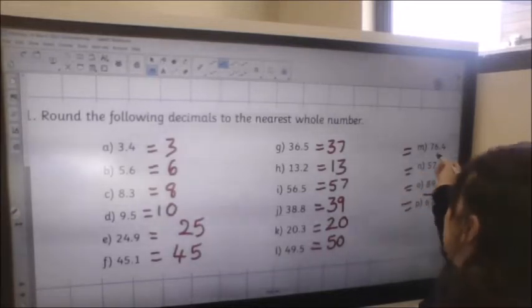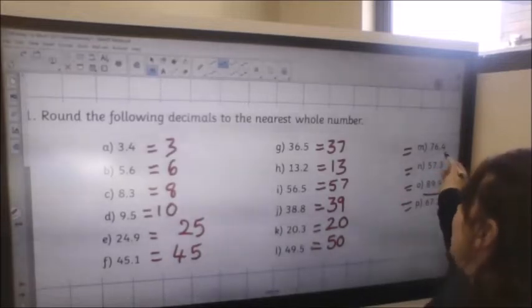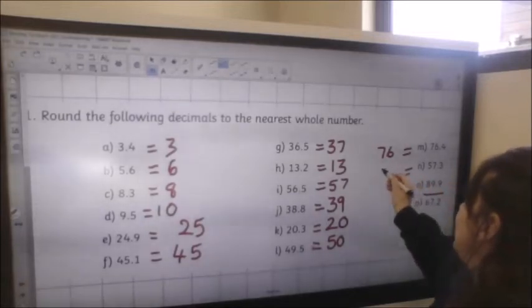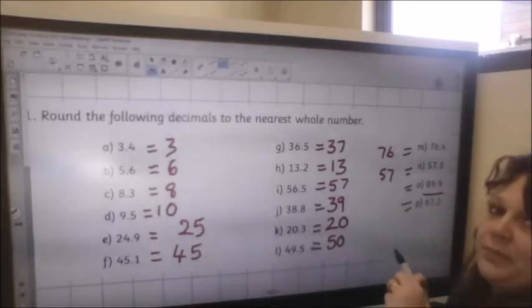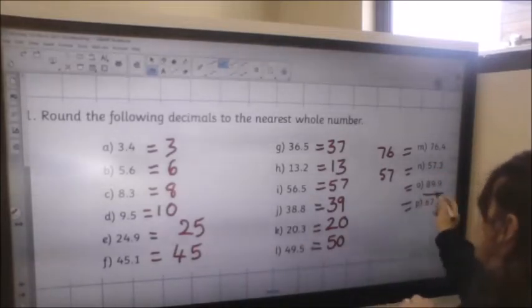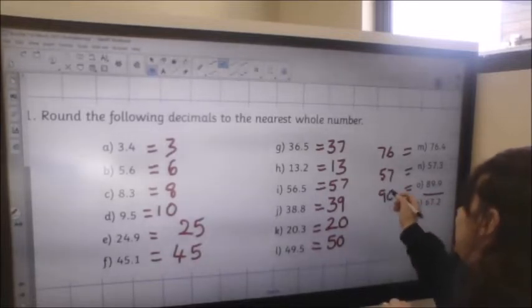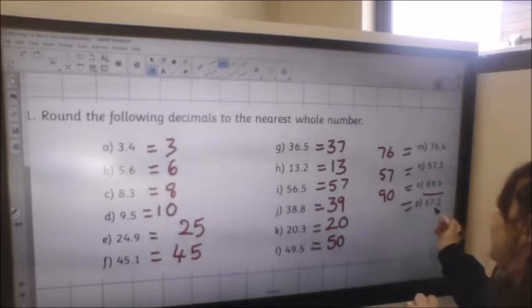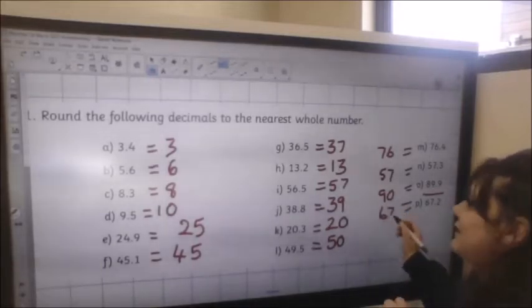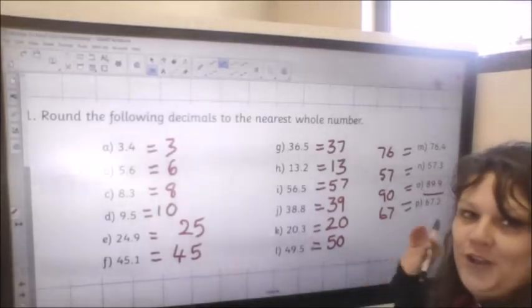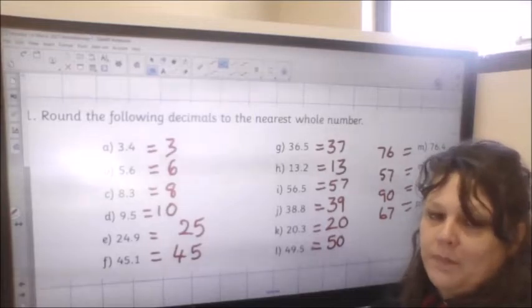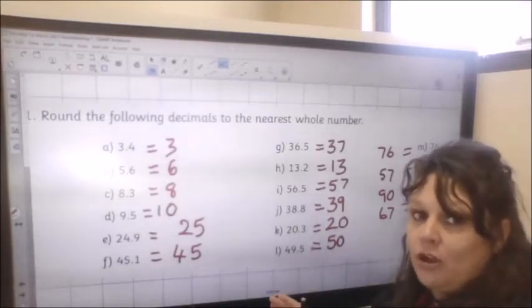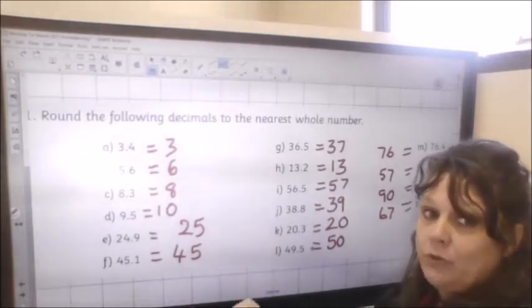Then here, I've got more room this side, so I'm going to just write them here, if that's okay, guys. So 76.4 stays as 76. 57.3 stays as 57 because we've got numbers less than 5 in the tenths column. And 89.9 becomes 90. And finally, 67.2 is 67. Hopefully, you have got all of those correct. It's nice and easy once you remember that rule, okay? 5 or more in the tenths column, when you're rounding to the nearest whole number, it rounds up.